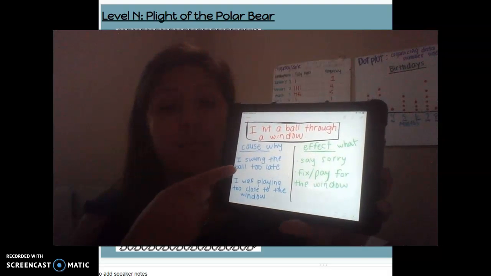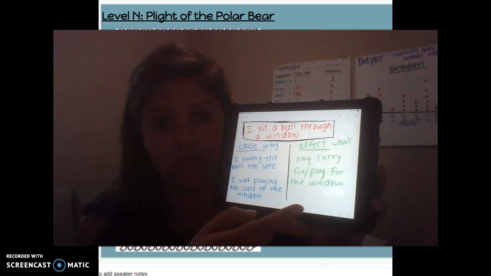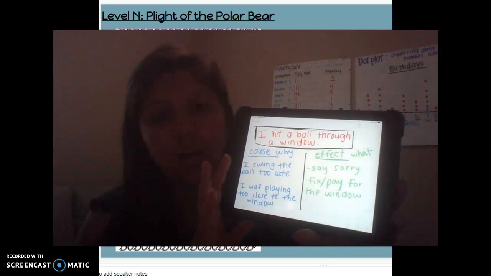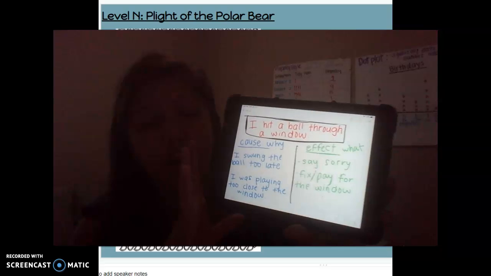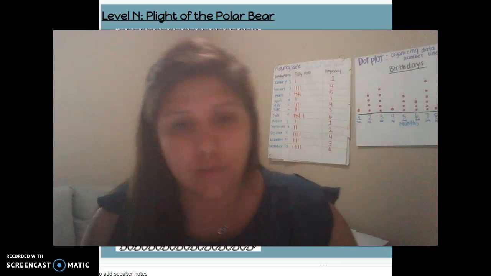Okay, so you can say, I hit the ball through the window. Because I swung the ball too late, I have to say sorry. Do you see how that can be a sentence that helps? Okay, I'll put this on one of your assignments, so you can always look back to this to refer. Because that's going to be our main focus for this week.